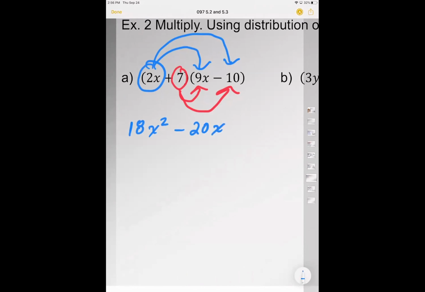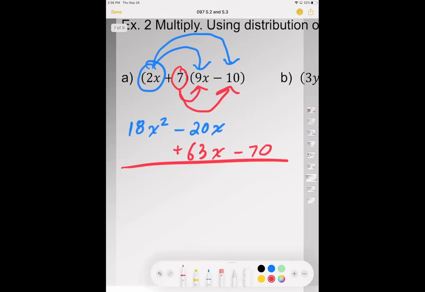Bring down my x. And like before, nothing changed, right? Multiplication here, as you can see, nothing changed. And 7 times 9 gives me a positive 63, bring down my x, and 7 times -10 gives me -70. So again, this is all that you've been doing, and it does not change if you use FOIL or you use the distributive property or distribution here.